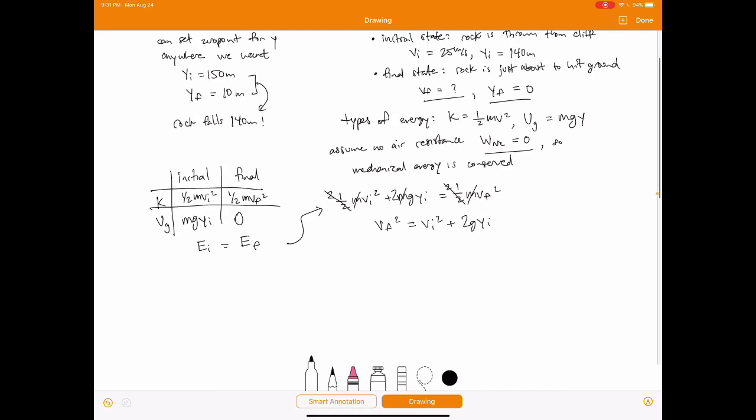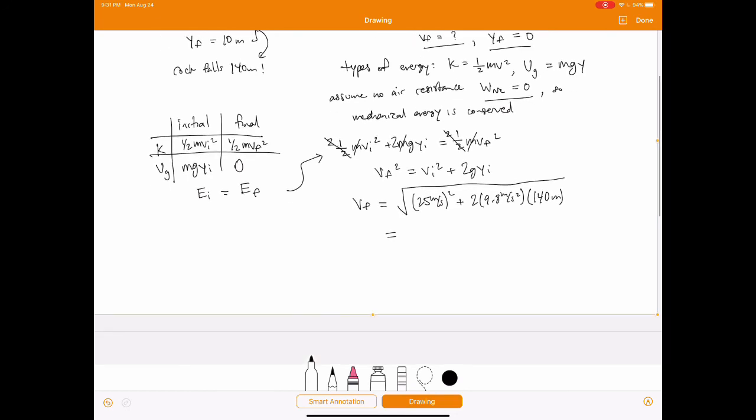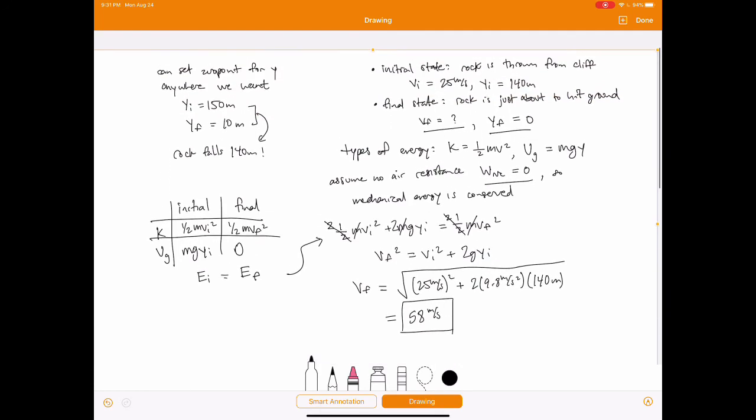So to get that final speed, simply square root the expression and plug in 25 meters per second for v initial and square it. And then we have 2 times g, which is 9.8 meters per second squared. y initial is 140 meters. So by using conservation of mechanical energy, we were able to determine that the rock is moving at 58 meters per second when it reaches the bottom of this cliff.